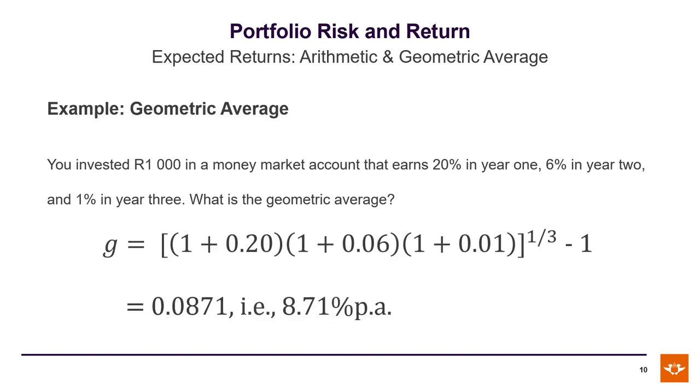Using the same example as before, we're now going to calculate your geometric average. So we're going to look at how your investment has performed over the past 3 years. Again, you invested 1,000 Rand in a money market account that earns 20% in year 1, 6% in year 2, and 1% in year 3. What is your geometric average? Well, it turns out to be 8.71%. So, on average, your money earned 8.71%. This is only about past performance. You cannot make any assumptions using this information about what's going to happen going forward.